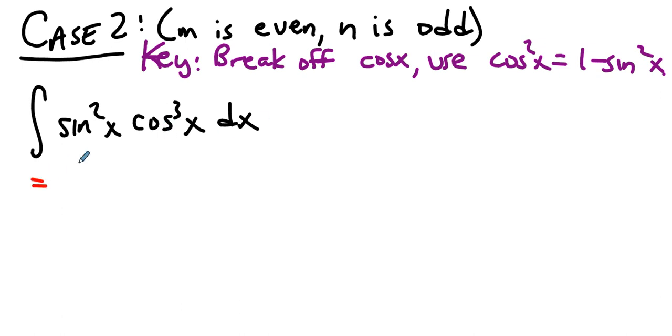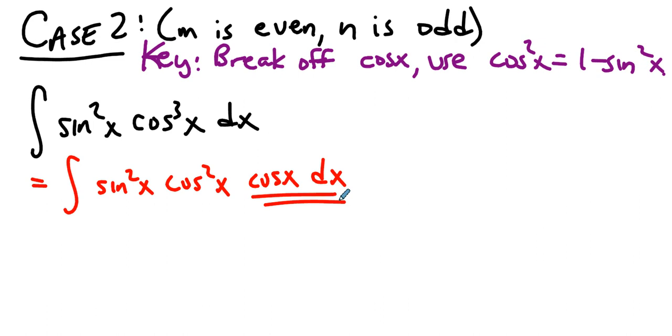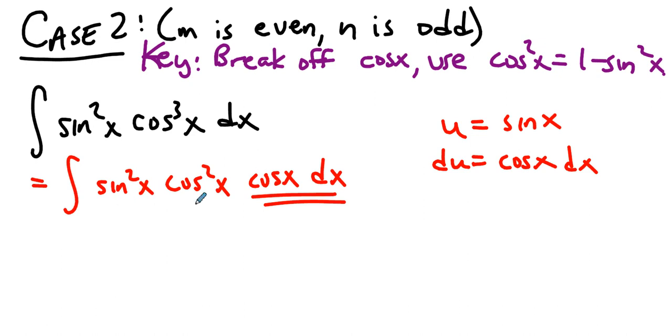Well, what do we do? We break off a cosine x dx. Why do we break this off? Because this is going to be du. And this is going to be du if u is sine x. No problem with the plus in front here. No problem with that. So u will be sine x. Well, that's great. That's u squared. But what's that? Aha!